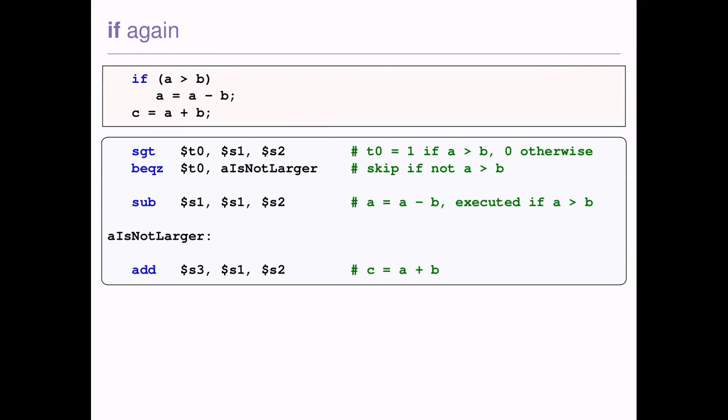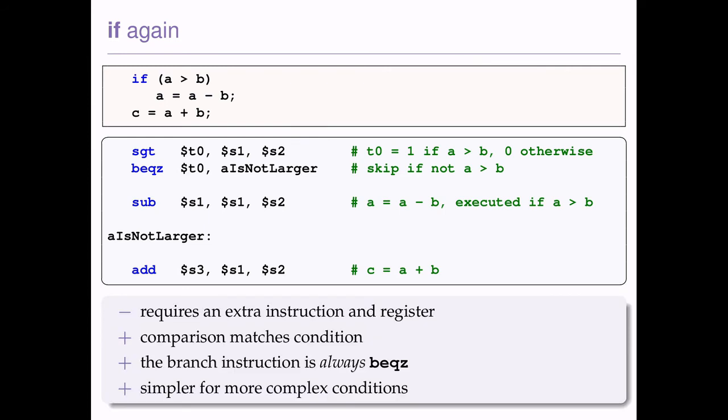So what are the advantages to this? Well, your comparison now matches the condition because you're directly checking if A is greater than B, which is a good thing. And the branch instruction is always branch if equal to 0, because you're always testing if it's a 1 or a 0. So you get rid of some of the ambiguity about which branch instruction you might want to use, and that can be helpful. And it's simpler for more complex conditions. However, it does require a register that you otherwise wouldn't use, because you have to use this intermediate register to store the result of your logical test, whereas beforehand you would just use your branching instruction.